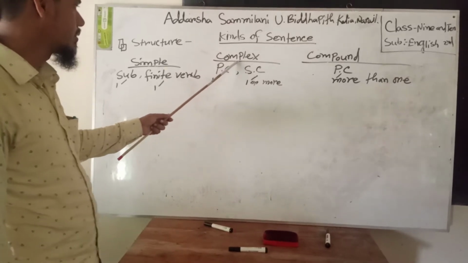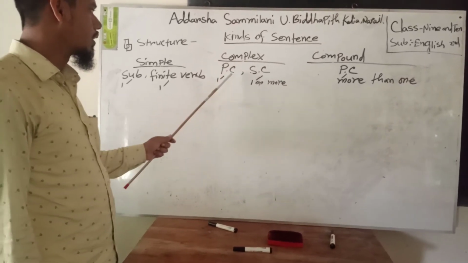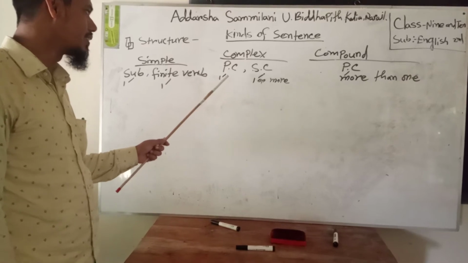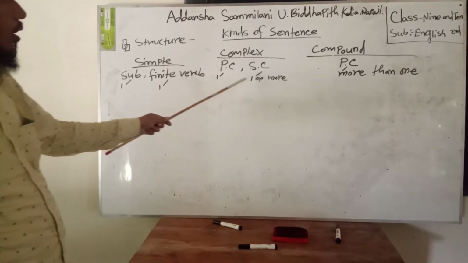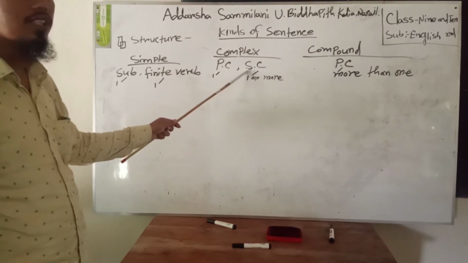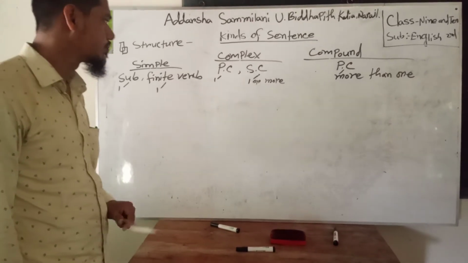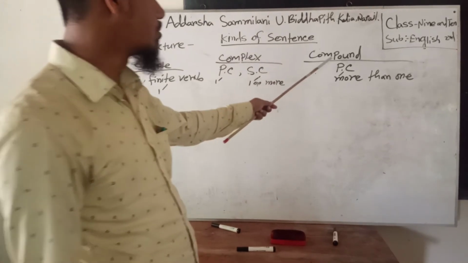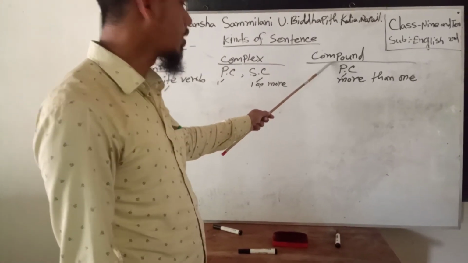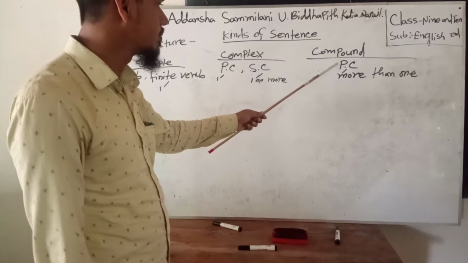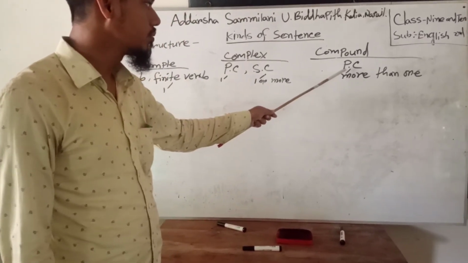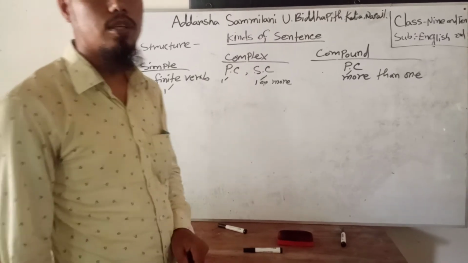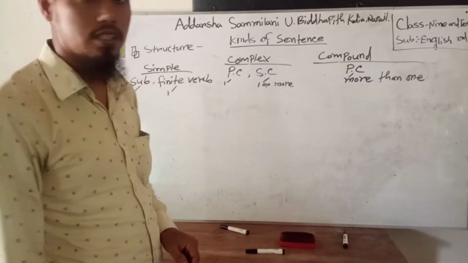Complex sentence. A complex sentence is a sentence having a principal clause and one or more subordinate clause. Compound sentence. A compound sentence is a sentence which has more than one principal clause connected by one or more coordinating conjunctions.